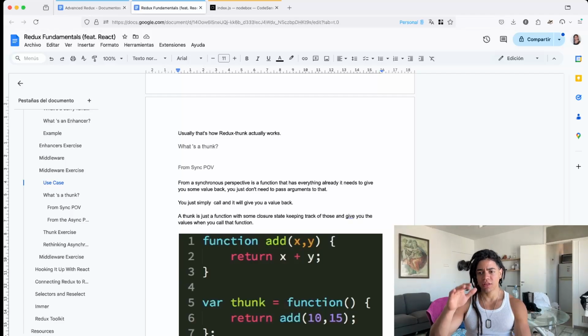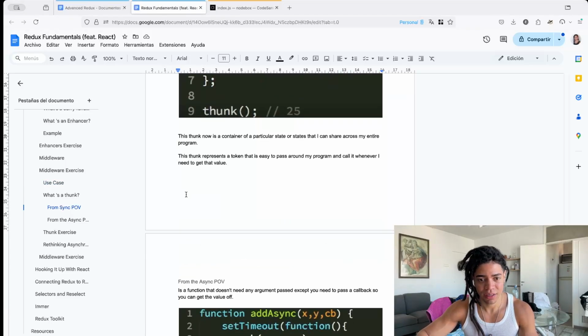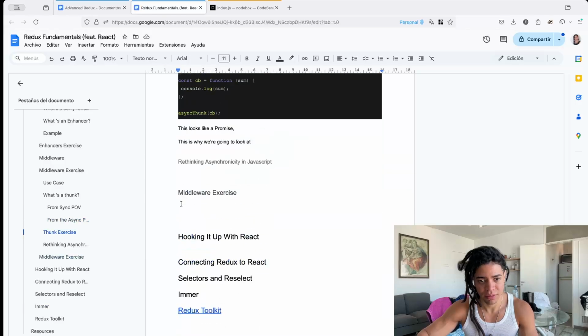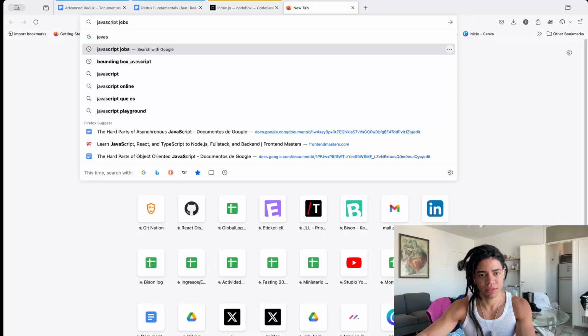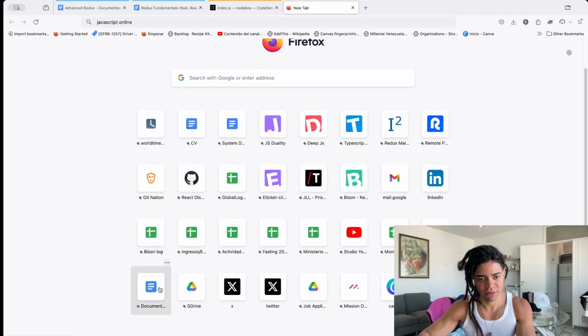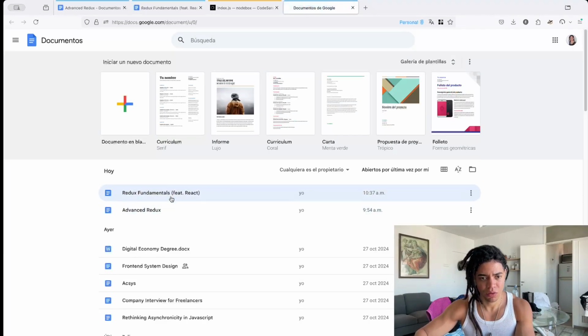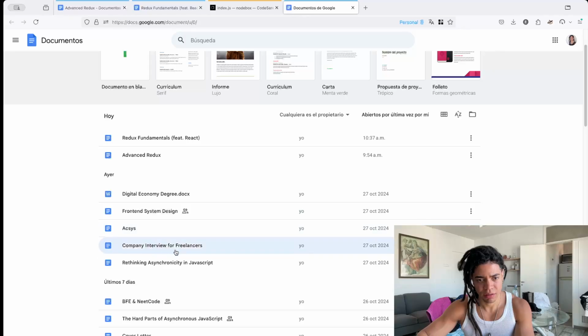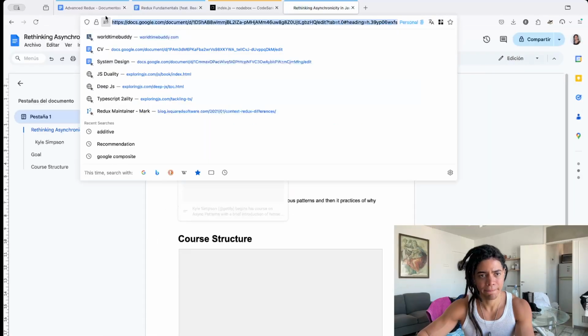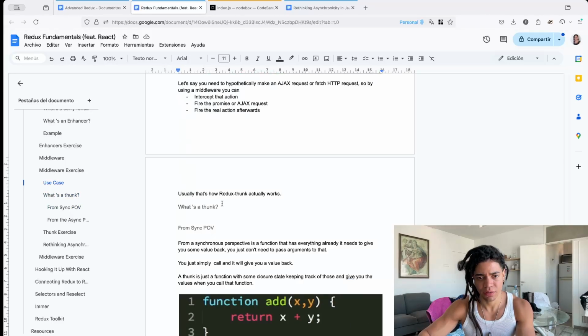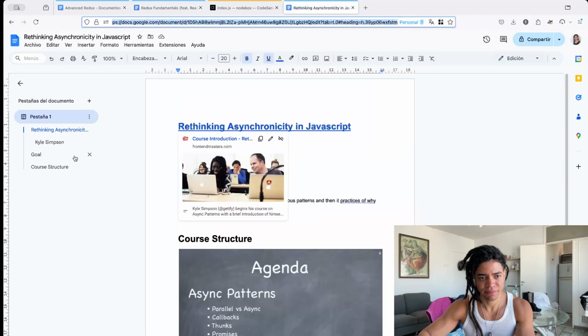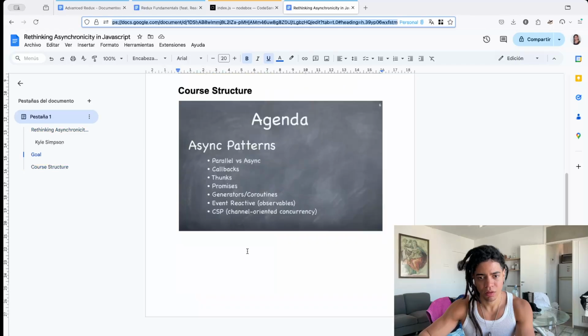So one of the things we need to understand as we get into the thunk is JavaScript, our good old friend, rethinking here. So what's a thunk? Okay.